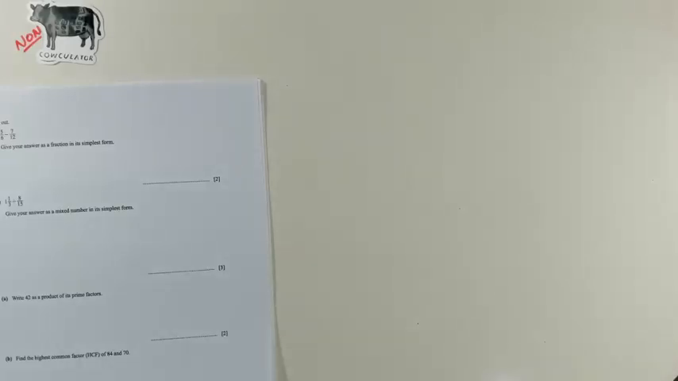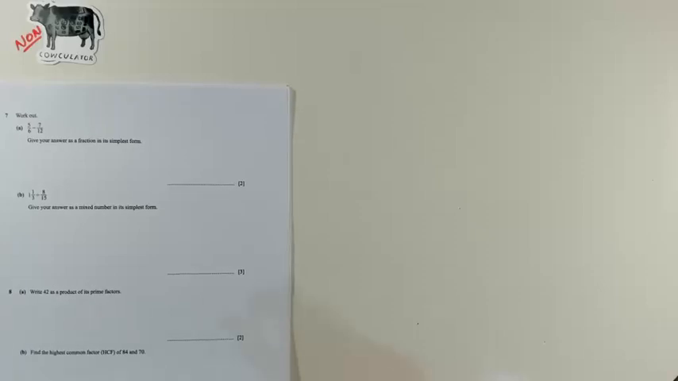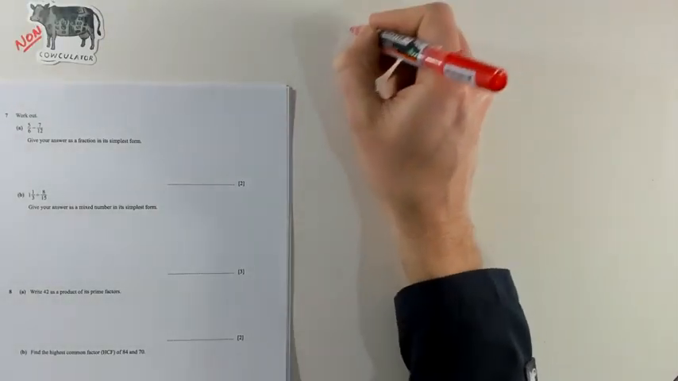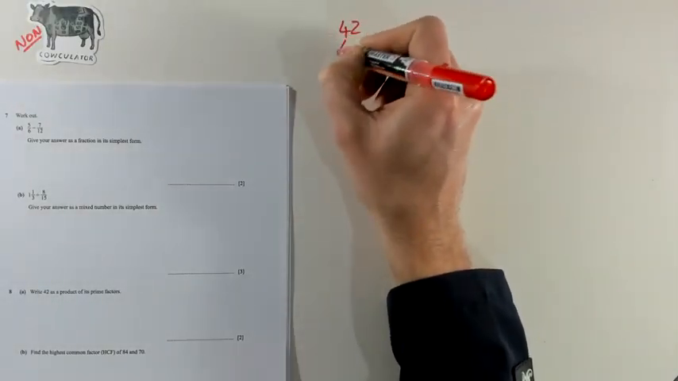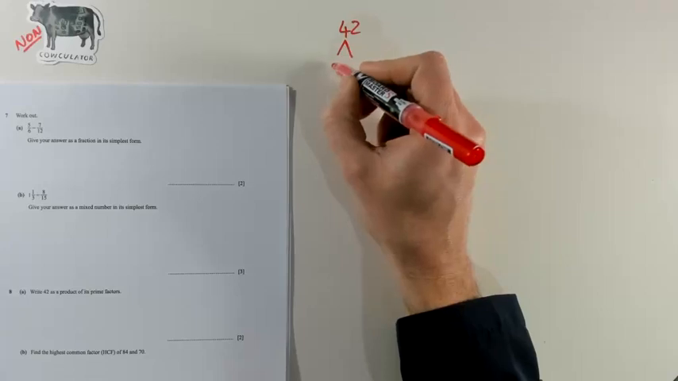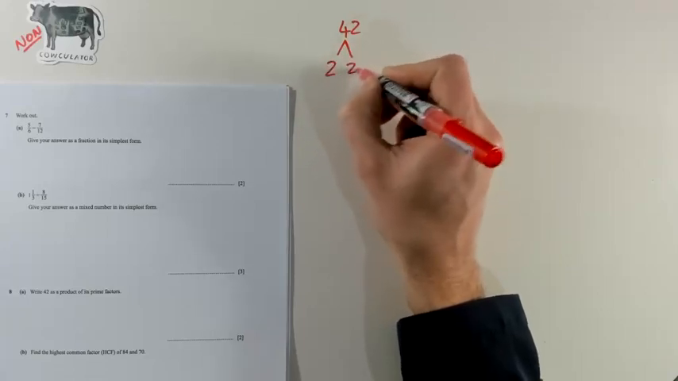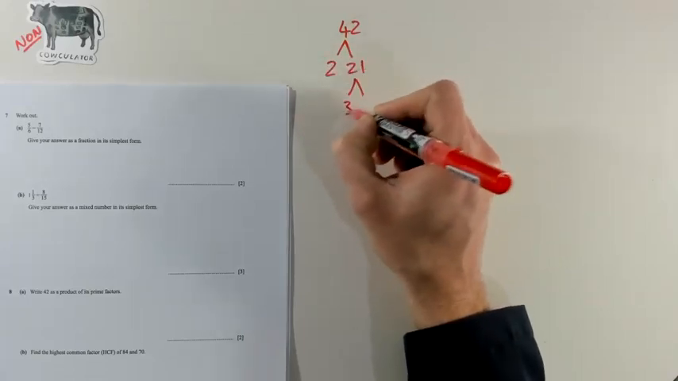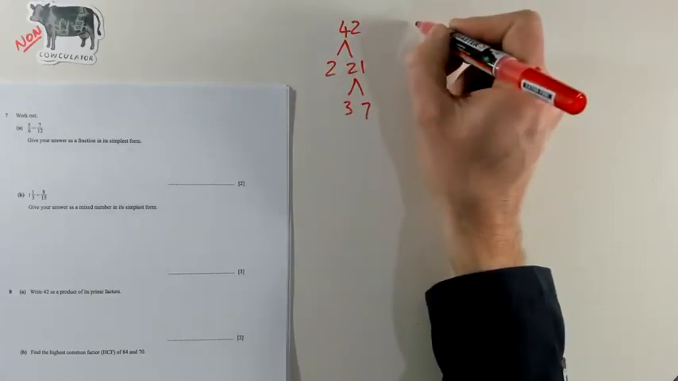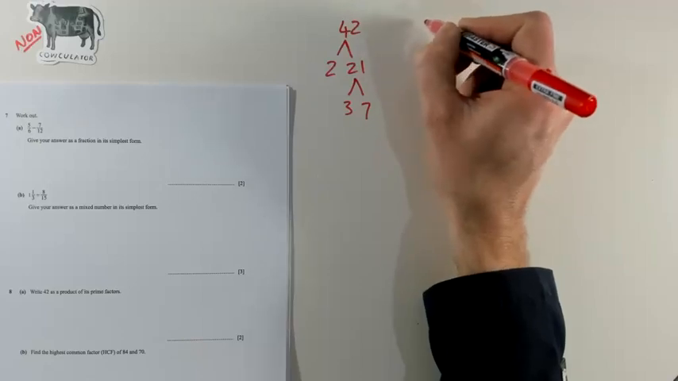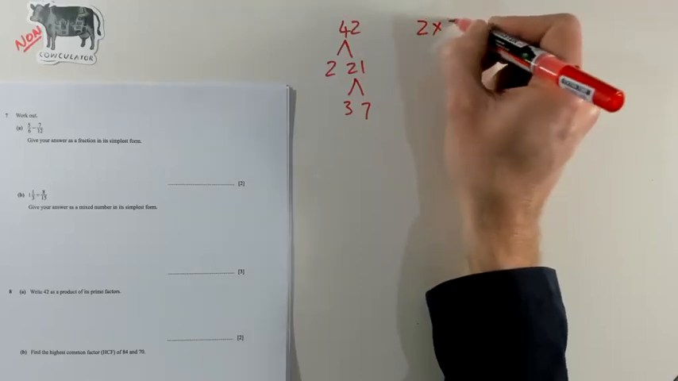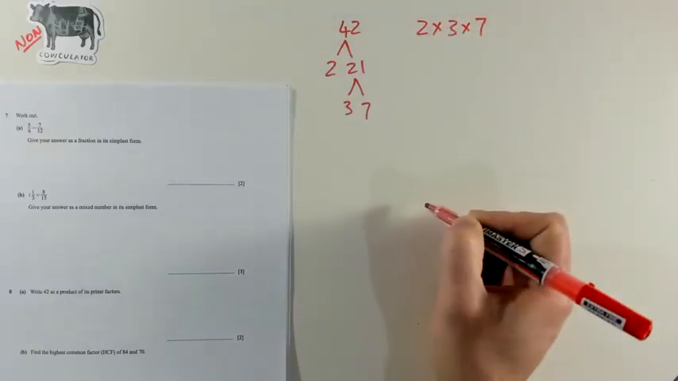Let's get into the next one. They're asking us to write 42 as the product of its prime factors. So a little factor tree is going to work out nicely. So if I have 42, you can do a little ladder thing. I like the trees. So 21, and then that should be 3 and 7. So 42 written as prime factors is just going to be 2 times 3 times 7. So that should be fine.